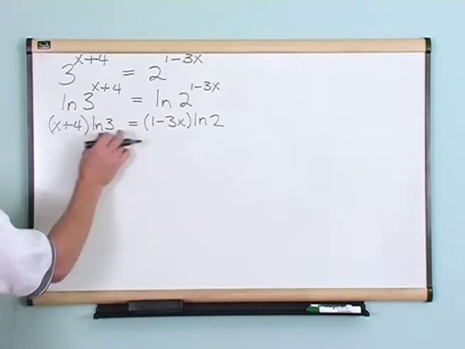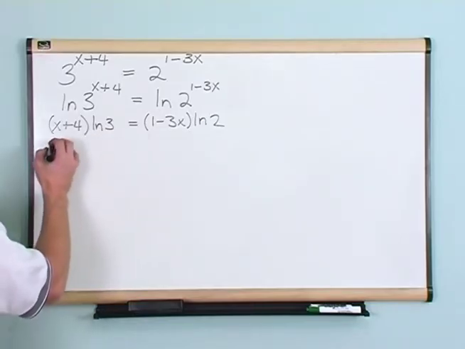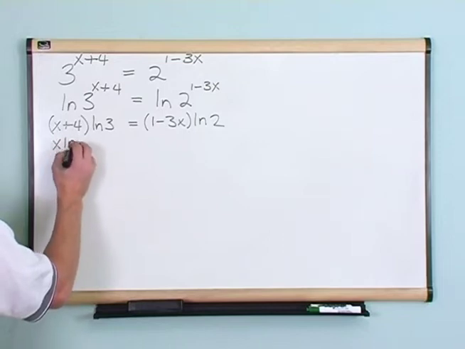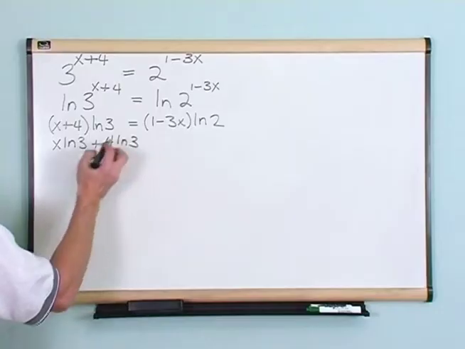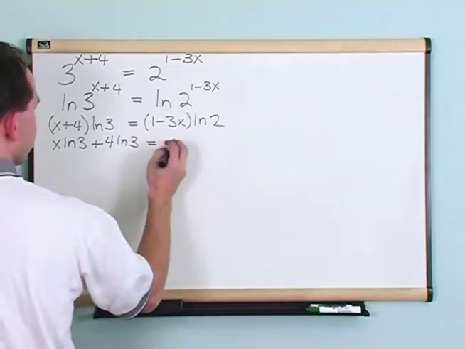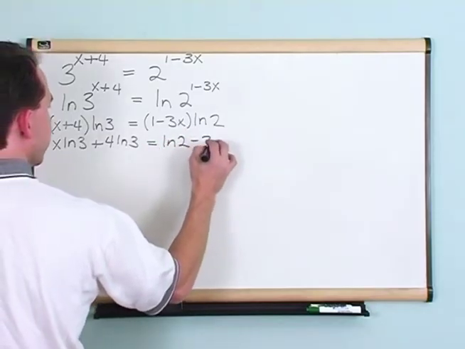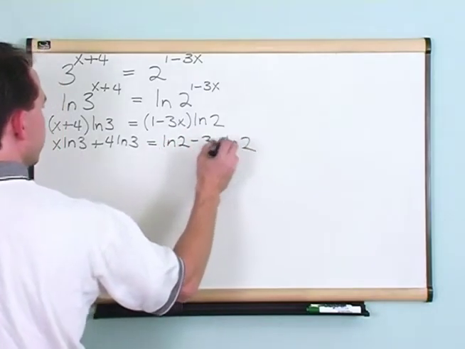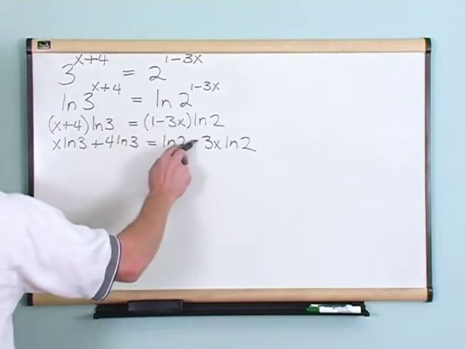Next, I'm going to distribute this natural log in because I'm going to eventually solve for x. So I'll have x times the natural log of 3 plus 4 times the natural log of 3. I just distributed this into both terms. Equals natural log of 2 minus 3x natural log of 2. Natural log of 2 times 1 is this. Natural log of 2 times negative 3x.